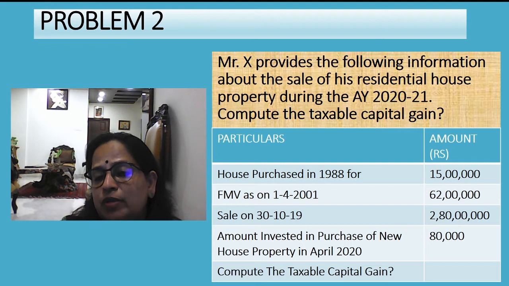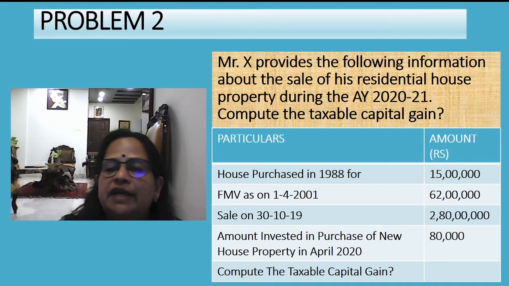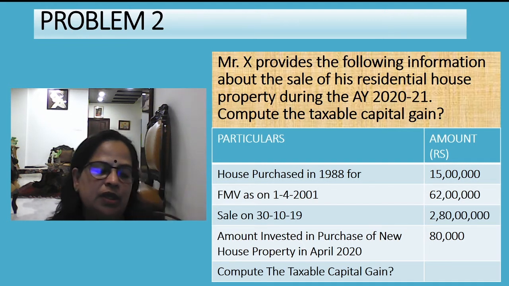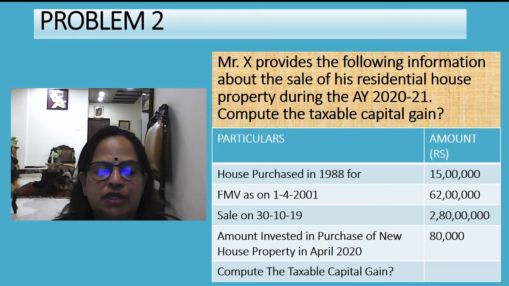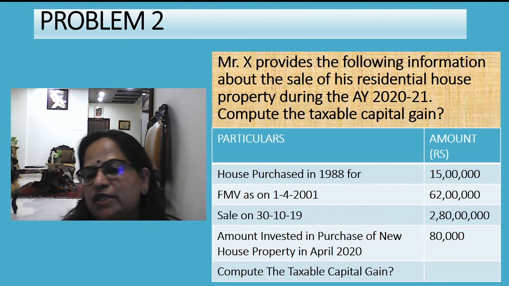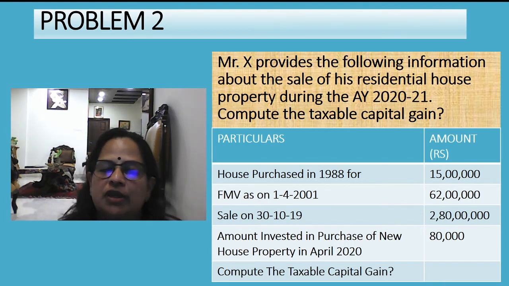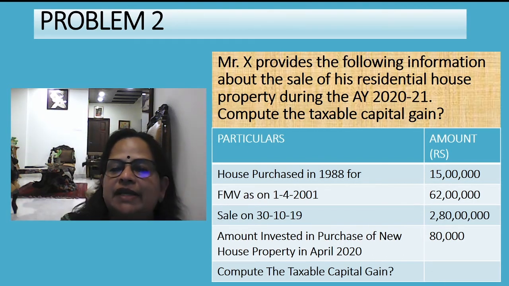So this October he sold this, and he is purchasing within November, December, January, February, March, April. Within 6 months he is purchasing. So he is eligible for exemption. Now compute the taxable capital gain.